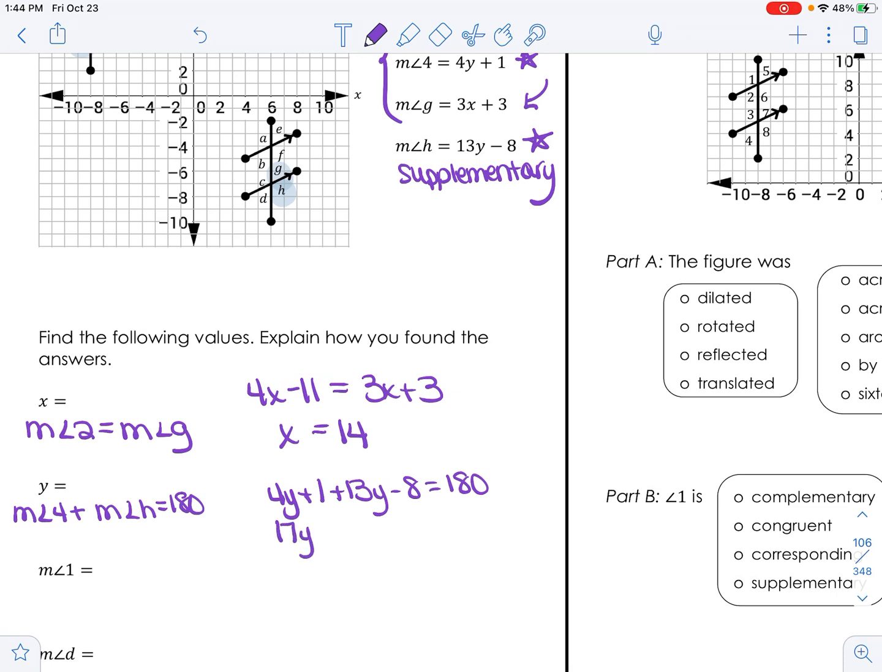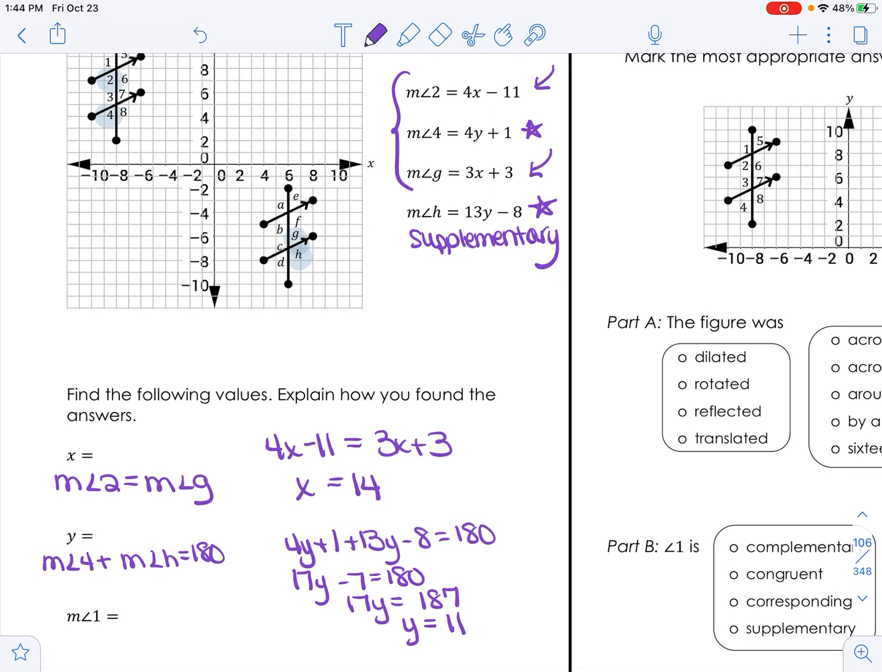So I'm going to combine my like terms. That gives me 17y minus 7 equals 180. Add 7 on each side, so I've got 17y equals 187. Divide each side by 17, and you get y is equal to 11.